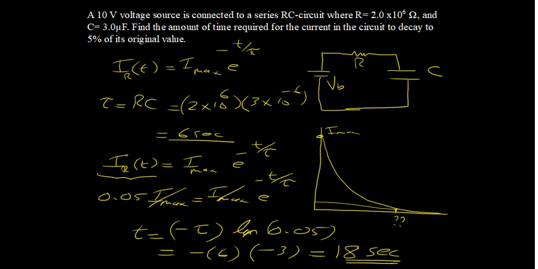We can also calculate the maximum current. We know that it is the voltage, 10, over the resistance, which is 2 × 10⁶. So the original value was 5 microampere. So after 18 seconds, I will have only 5% of this 5 microampere.